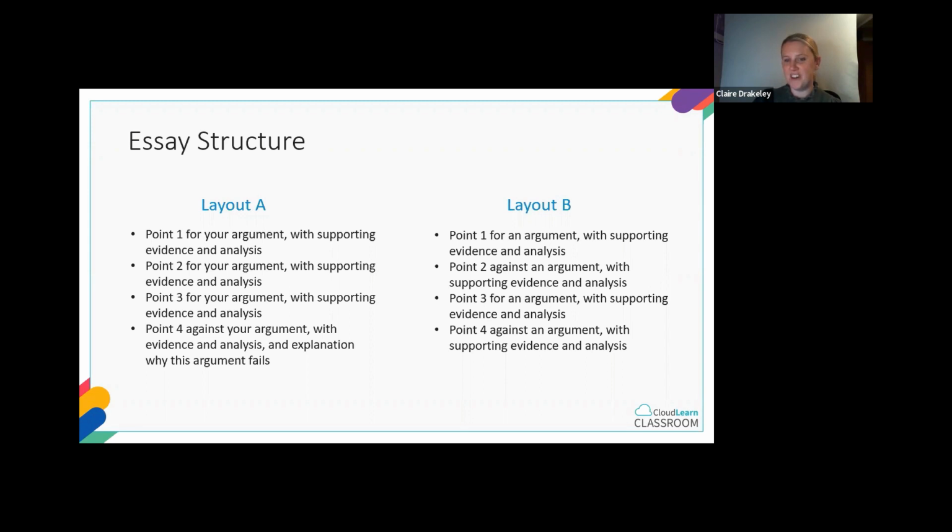Well done. All the votes in. We share the results with you very fast. Everybody voted then for the same one. Everybody voted layout A for argumentative. 100% yes, you are arguing a specific point.